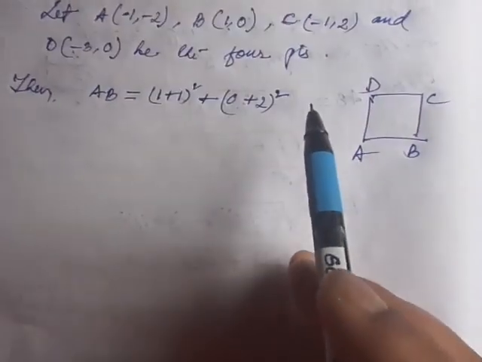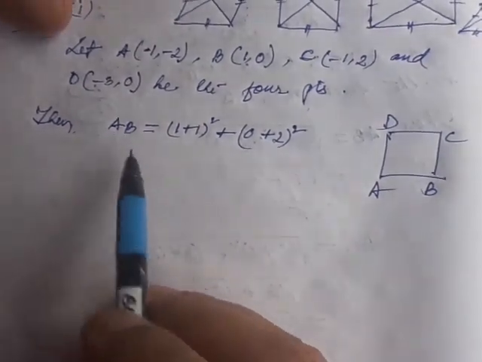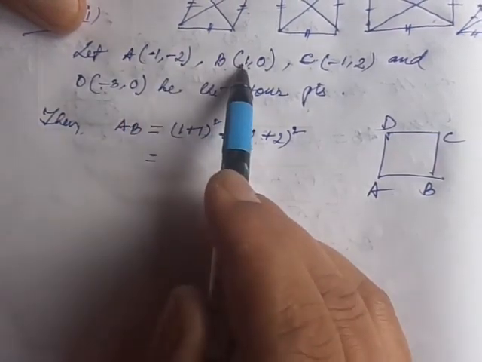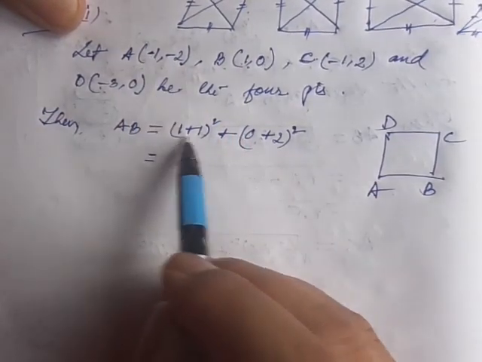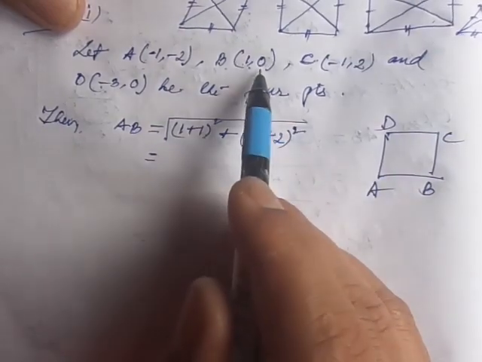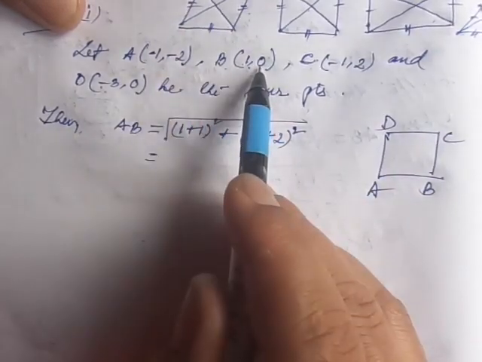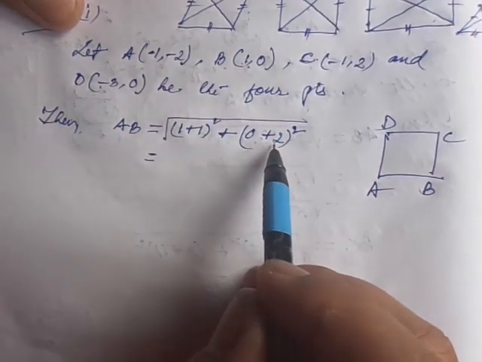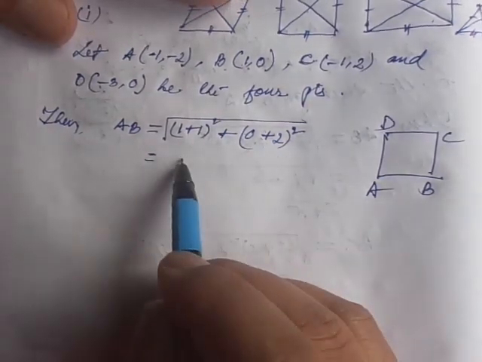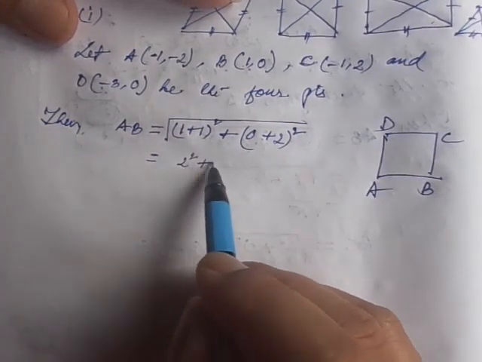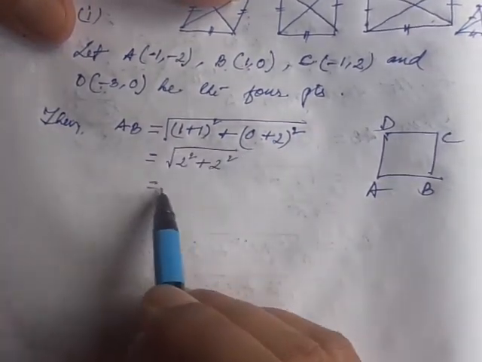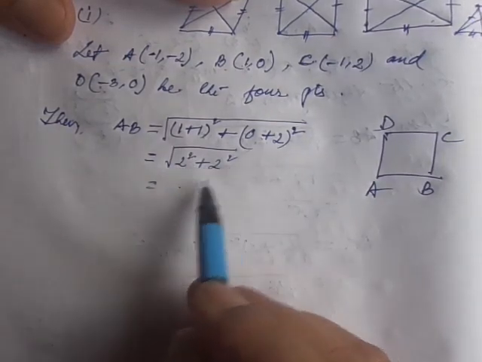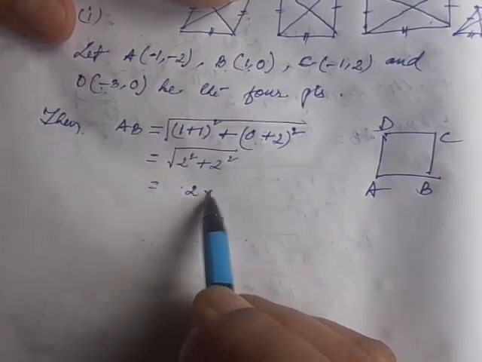Now let's find the 4 sides and 2 diagonals for number 1. AB equals 1 minus 1, so it will become plus like this. Then 0 and minus 2, 0 is bigger, so the bigger one we write first, then minus 2, like this, minus becomes plus. Then this is equal to 2 square plus 2 square. In short, 2 square plus 2 square means we can say 2 times 2 square.